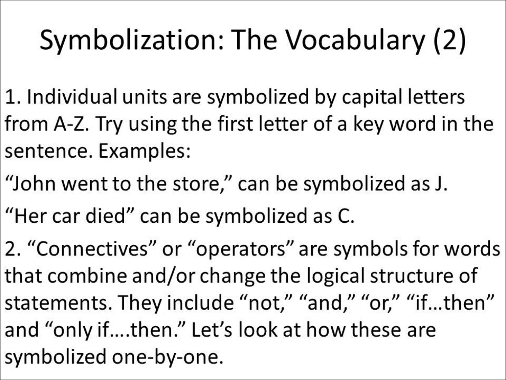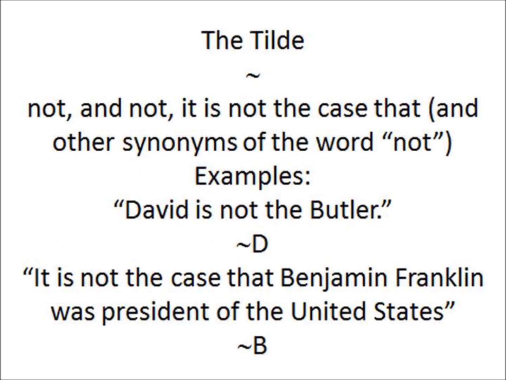Connectives or operators are symbols for words that combine and/or change the logical structure of statements. They include words like not, and, or, if then, and only if then. So let's take a look at how these are symbolized one by one. First, we have the tilde. I sometimes call it the wiggle because Bowman Clark, who was one of my professors at the University of Georgia, always called it the wiggle. This symbolizes words like not, it is not the case that, and other synonyms of the word not.